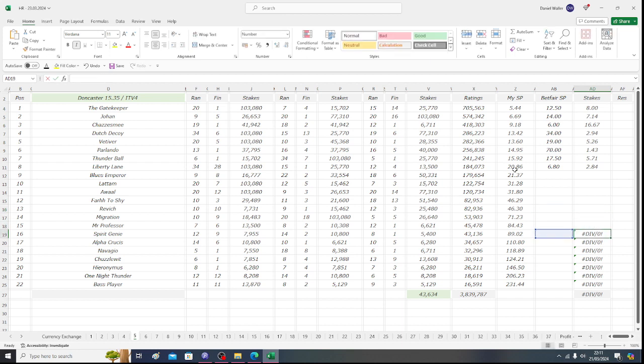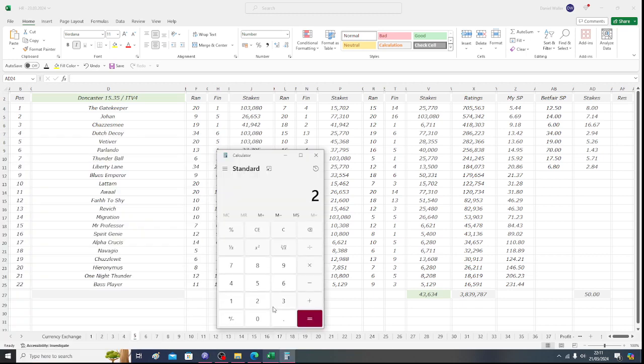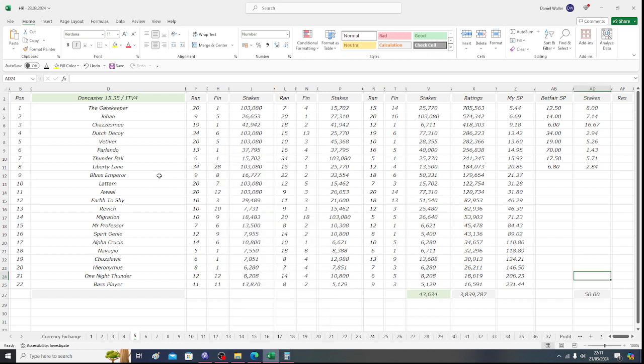So you know what's going to happen next. We need to bring the calculator out, and I've deleted all these. And there's your stake down there of £50. And what we do here, we go £2.84 times the price on Betfair of 6.8. So that would return us £19. It's not brilliant, but remember it is one of the two favourites and it is our eighth selection. So at least when you're laying out £50, if worse comes to the worst, it's better to draw £19 than nothing. But we do have seven horses running for us against the field. And we've got the Gatekeeper, Johan, Chazami, Dutch Decoy, Vetiva, Parlando, and Thunderball. And as I said, Liberty Lane there will return us £19.